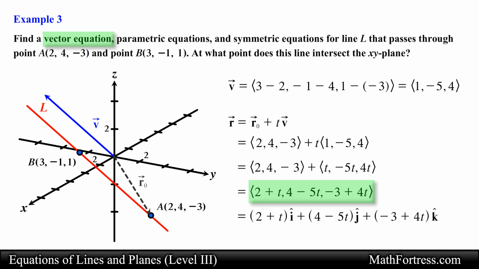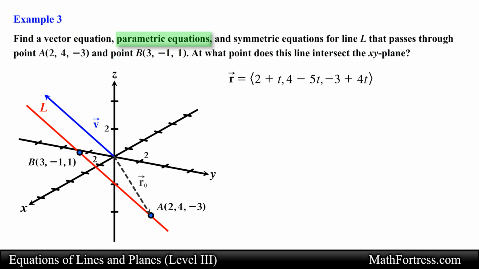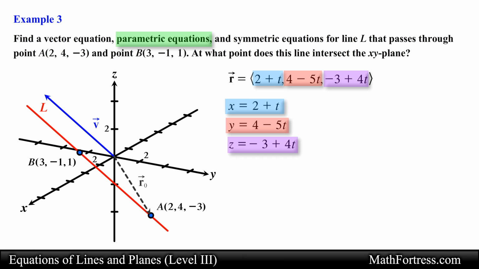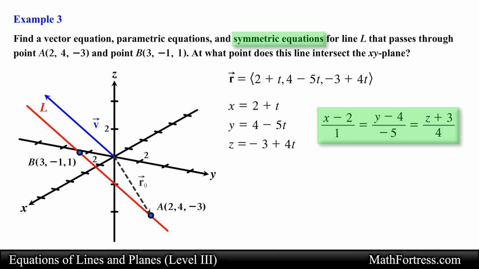We can also rewrite this vector equation by using unit vectors. Next, let's find the parametric equations of the line. We can obtain the parametric equations by isolating each of the components of this vector equation, yielding 3 separate equations, one for each component, as follows. Lastly, we can generate the symmetric equations by solving for the parameter t for each parametric equation and equating all 3 expressions to one another. Doing that, we obtain the following.